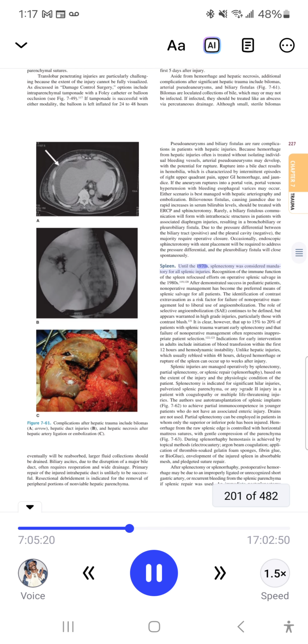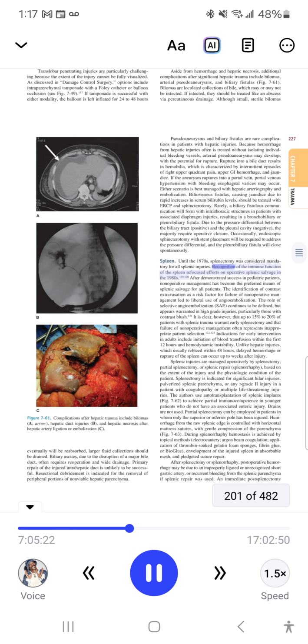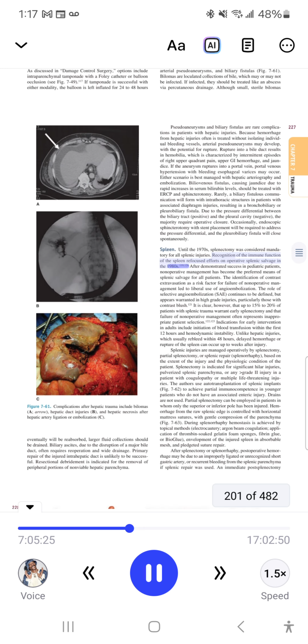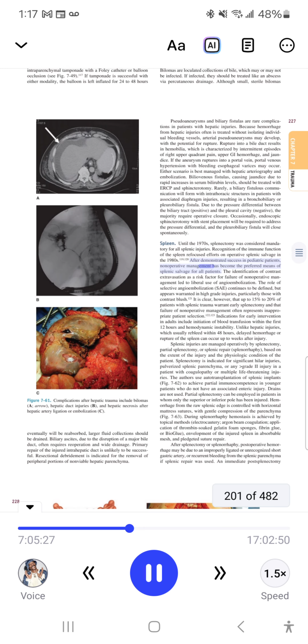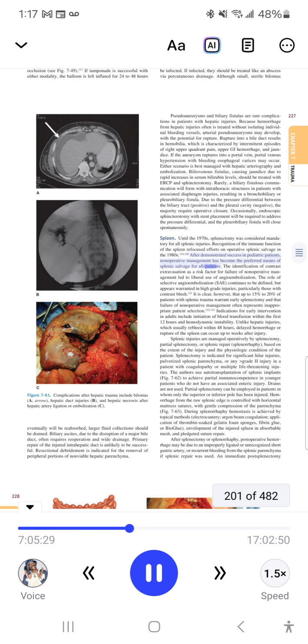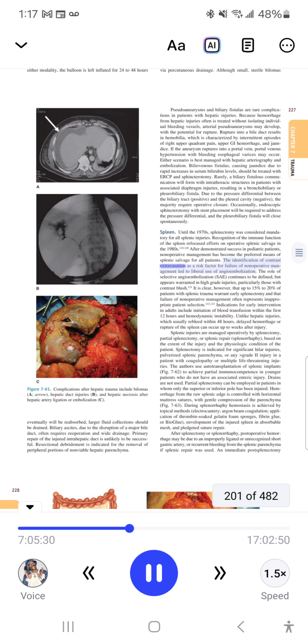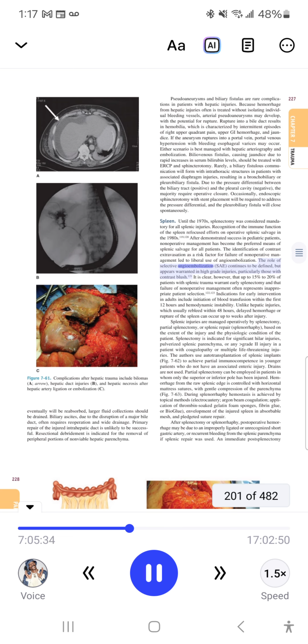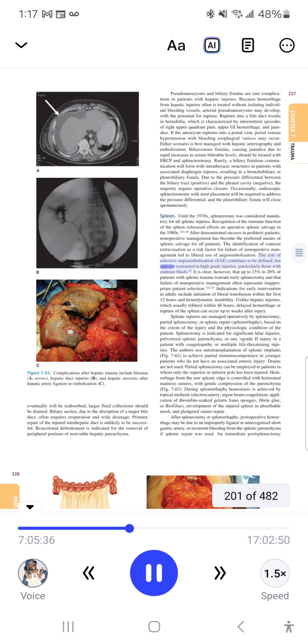Until the 1970s, splenectomy was considered mandatory for all splenic injuries. Recognition of the immune function of the spleen refocused efforts on operative splenic salvage in the 1980s and 1990s. After demonstrated success in pediatric patients, non-operative management has become the preferred means of splenic salvage for all patients. The identification of contrast extravasation as a risk factor for failure of non-operative management led to liberal use of angioembolization. The role of selective angioembolization continues to be defined, but appears warranted in high-grade injuries, particularly those with contrast blush.